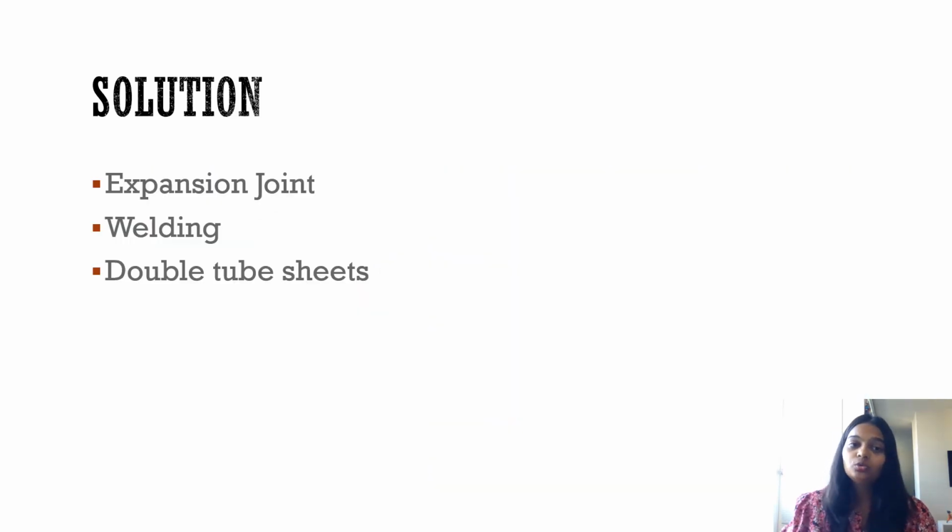So how can you repair this? What happens is that because you are handling very hot or cold fluid, temperature fluctuations can happen, so that can lead to material failure or weakening of that particular joint or material. So you can provide an expansion joint depending on the type of fluid you are using. The common method is welding, where you weld the place wherever you find the leakage, or you put in a double tube sheet wherever there is leakage.